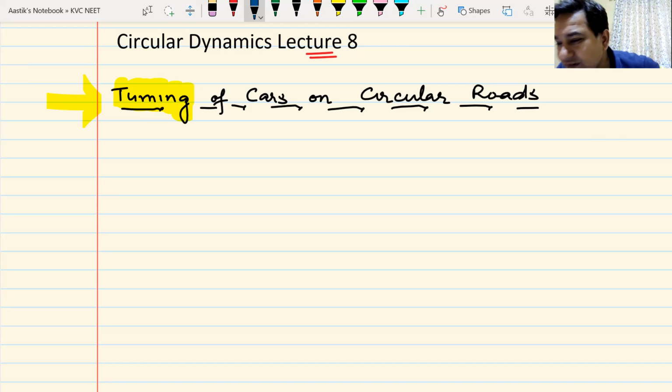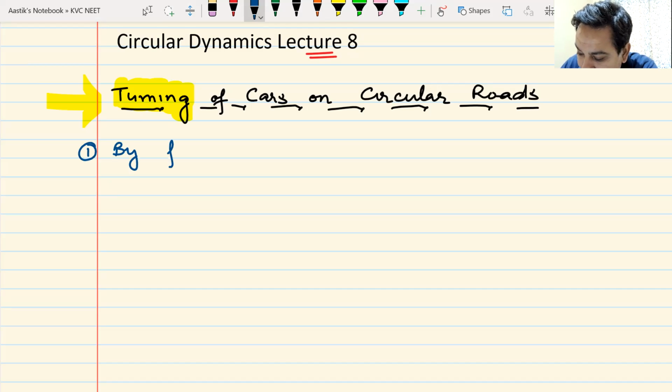Friction, my dear friends, is the reason why this car moves. When the wheel turns, the car moves forward. And when it comes to the case of turning a vehicle on a circular track or circular road, obviously different things help the car in turning. We will see the simplest possible case. There are two types of cases there. The first of these cases is by friction only.